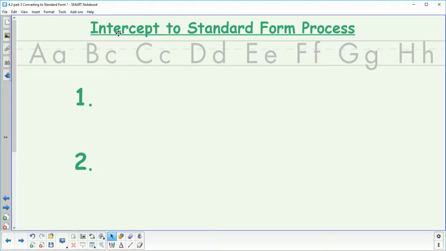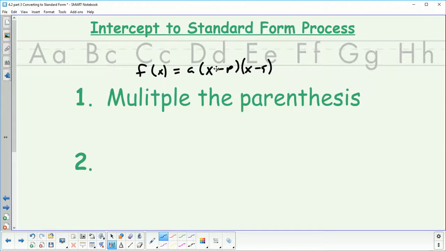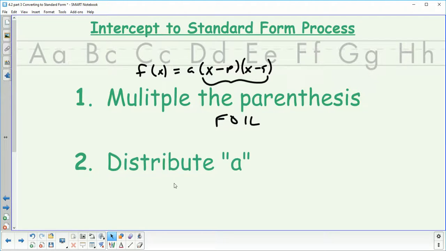So first thing, if we are going to do our intercept to standard form, remember intercept form would say something like f of x equals a, and then we have our intercepts, x minus p and x minus q. So to convert intercept form, what we're going to do is multiply the parentheses. So that means we are going to multiply these two things with a process you guys have seen in the past that we have referred to as FOIL. Now really, it's like distribution. We're just distributing two things. And then once we multiply those parentheses, the last thing we're going to have left to do is to distribute a. So there's a lot of multiplication here.